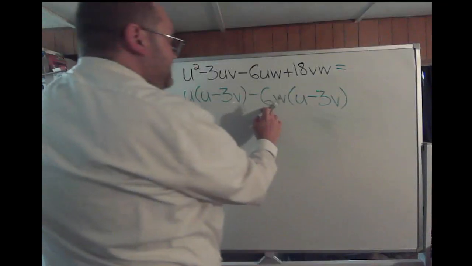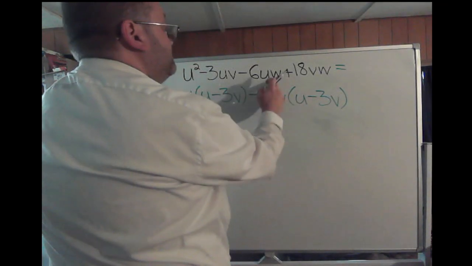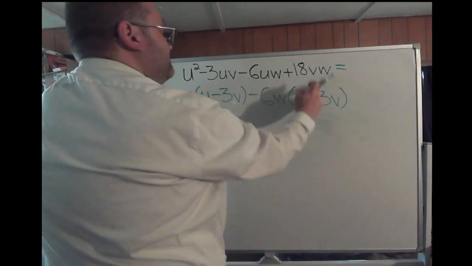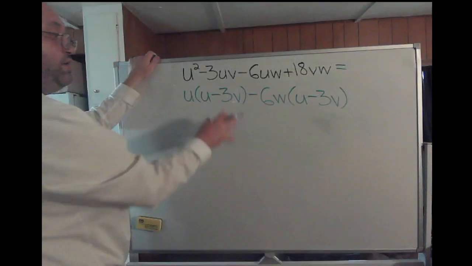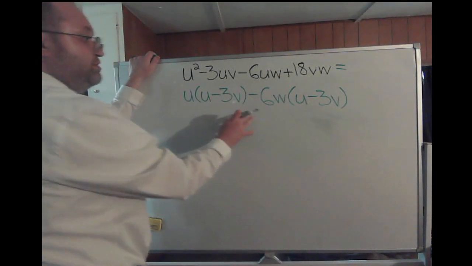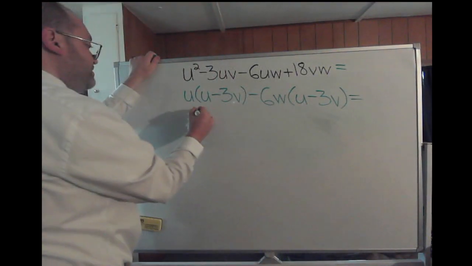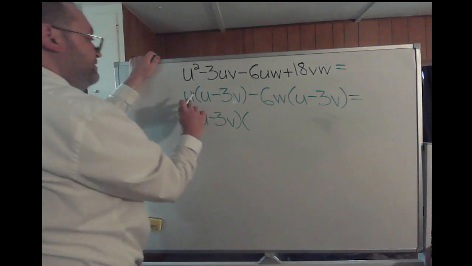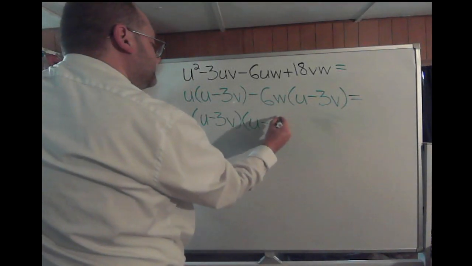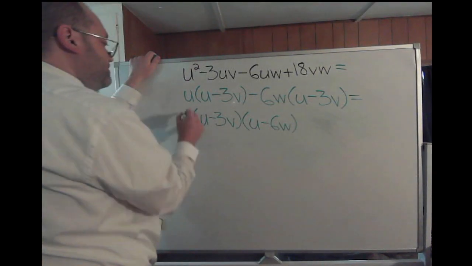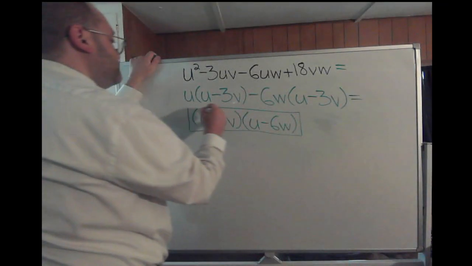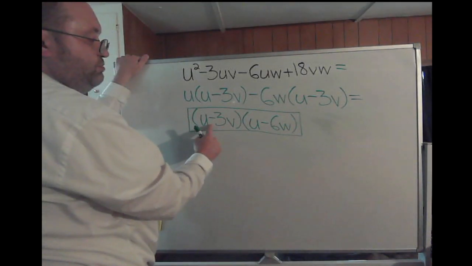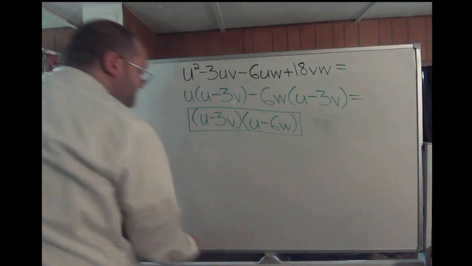Because if you take negative 6w times u, you get negative 6uw. And then take your negative 6w times the negative 3v, you get positive 18vw. So we now have two terms with the same common factor of u minus 3v. So let's factor out your u minus 3v from each of those. What you have left is u minus 6w for your other factor. So the factorization would be the quantity of u minus 3v times the quantity of u minus 6w.